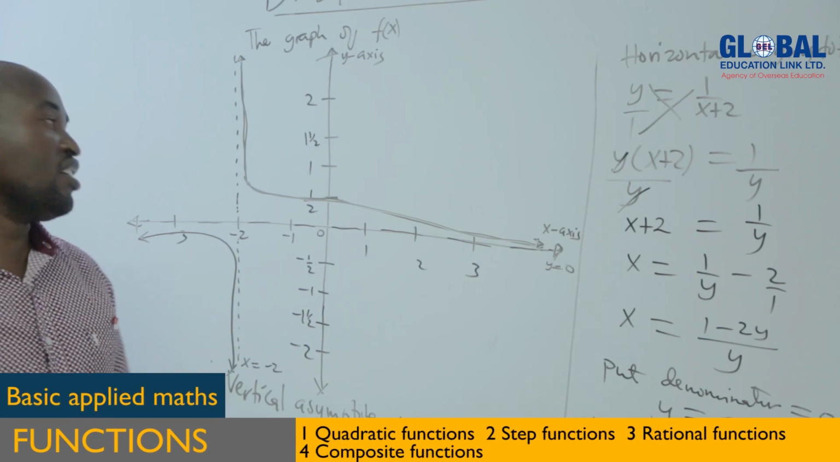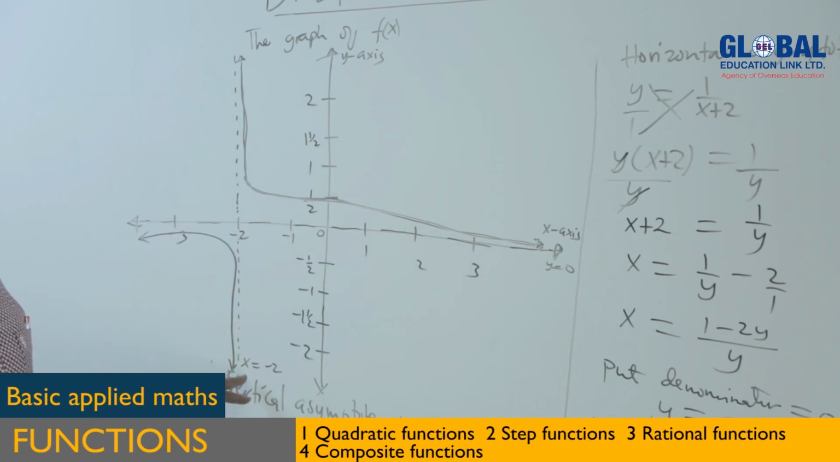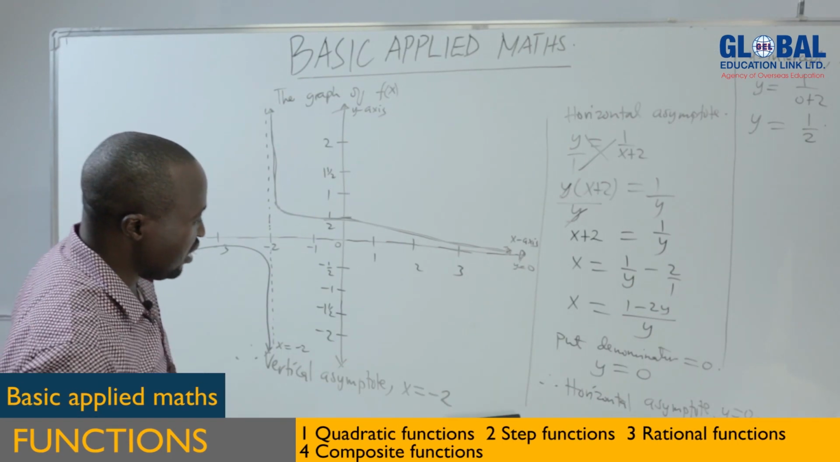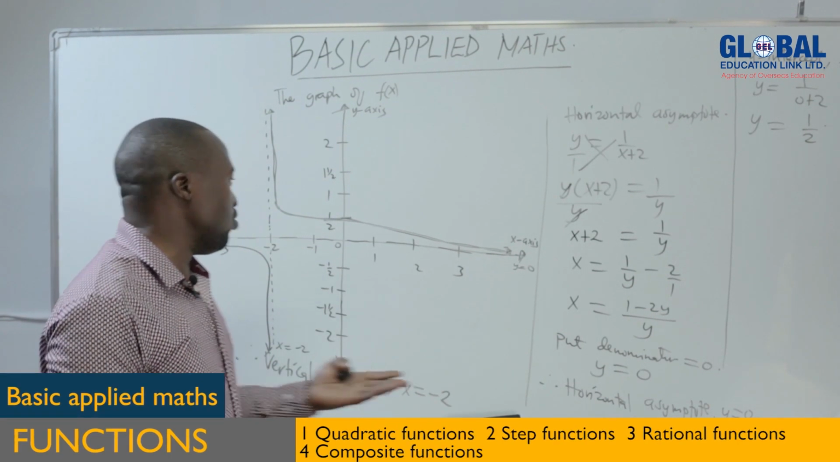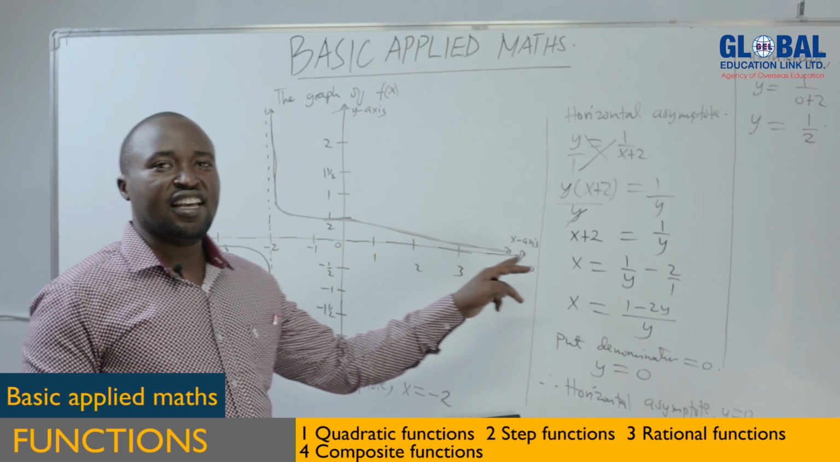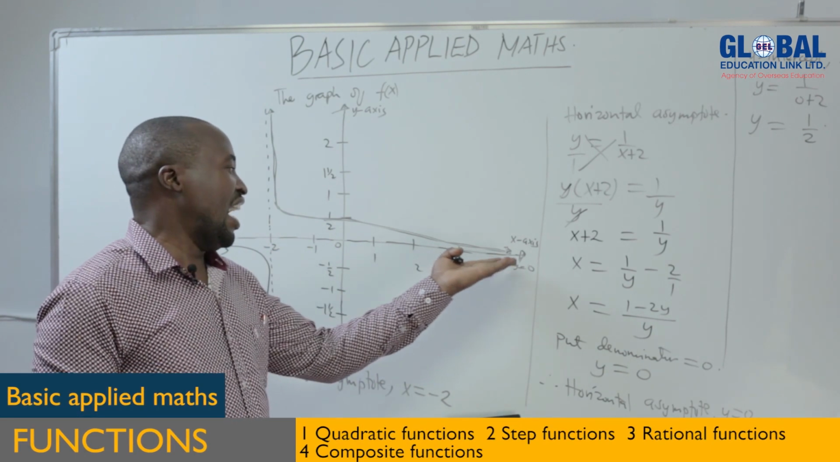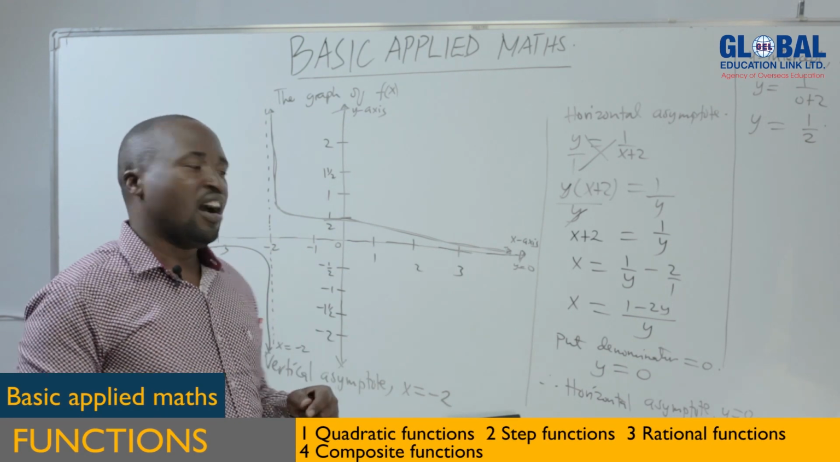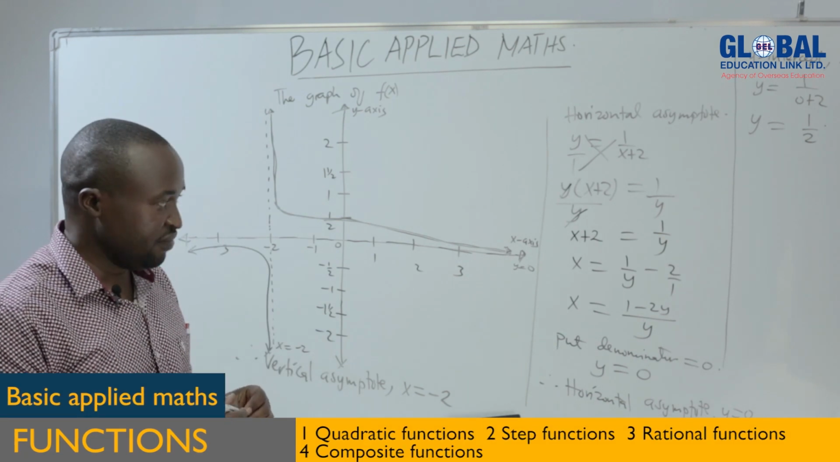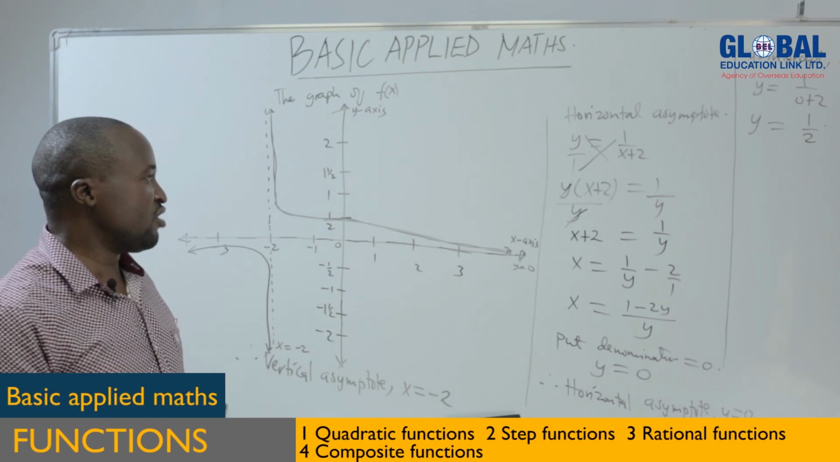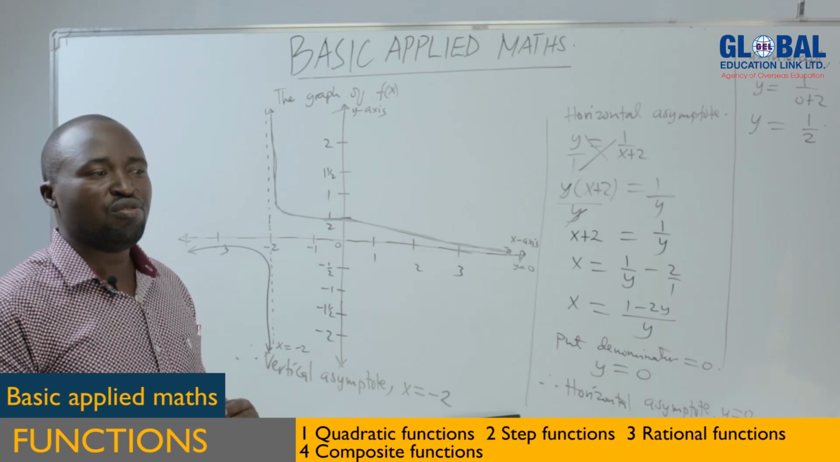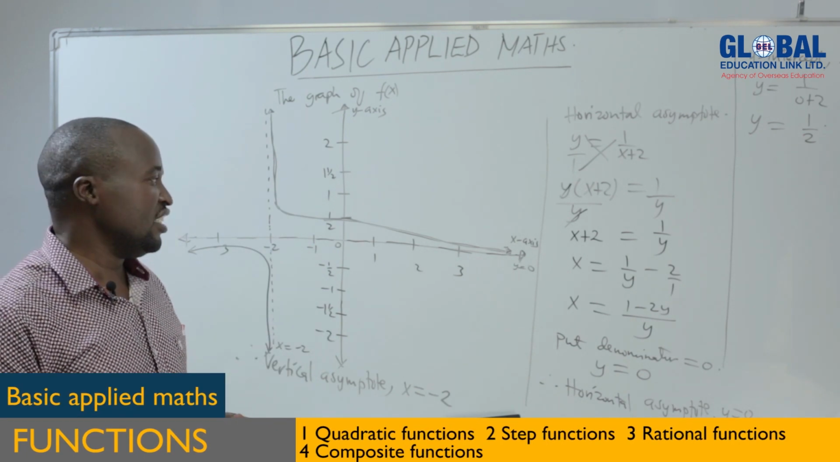So here the values which do not exist: one is the vertical asymptote when x is equal to -2, and another one is the horizontal asymptote when y is equal to 0, which is along the x-axis. So the dotted line will go along the x-axis. So these values do not exist in our rational function graph. Now, my dear student, that is how to draw the rational function graph.